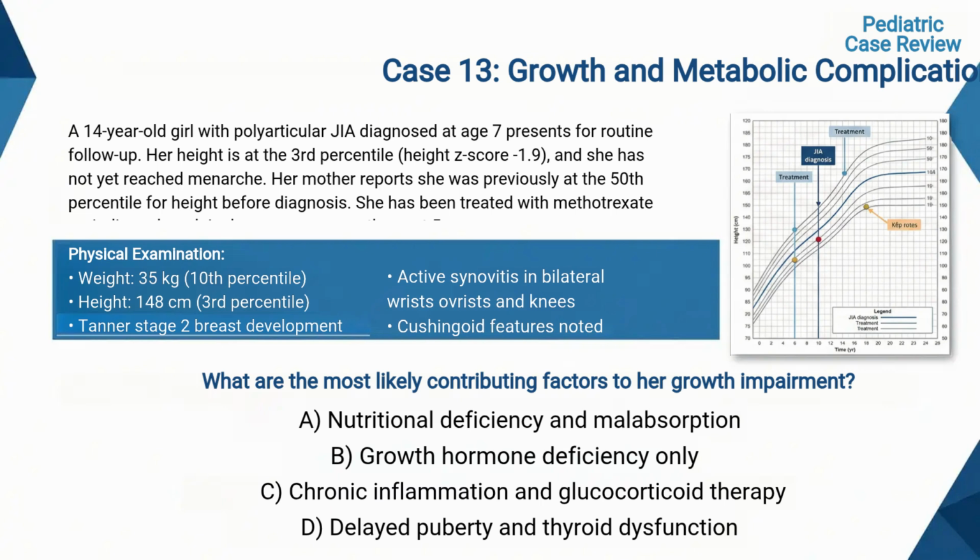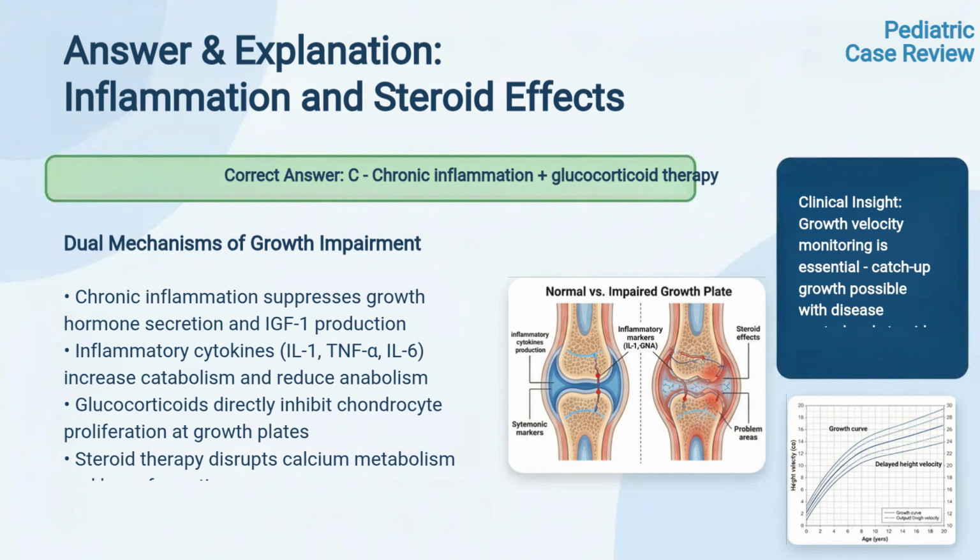What are the most likely contributing factors to her growth impairment? Option A, nutritional deficiency and malabsorption. Option B, growth hormone deficiency only. Option C, chronic inflammation and glucocorticoid therapy. Option D, delayed puberty and thyroid dysfunction. The correct answer is option C, chronic inflammation and glucocorticoid therapy. Two dual mechanisms explain growth impairment in this patient.